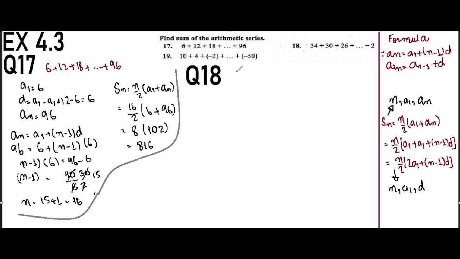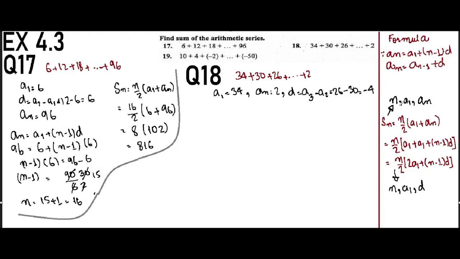Question number 18 is 34 plus 30 plus 26 plus up till 2. Okay. Now again, a1 is equals to 34, an is equals to 2. We can find the value of common difference, which is equals to a2 minus a1. We can also consider it a3 minus a2. That's good for a change. a3 minus a2, which is equals to 26 minus 30. It is equals to minus 4.